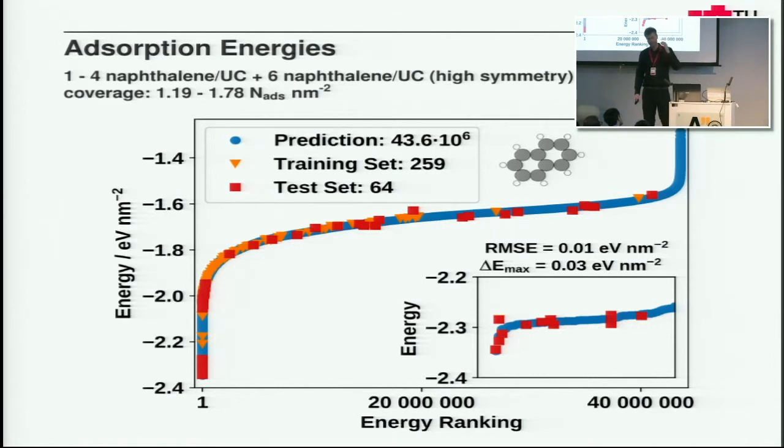And if we compare that to the numerical convergence settings which we chose for our DFT calculations, which were 0.05 electron volts per nanometer squared, we find that indeed we are capable of predicting adsorption energies of densely packed layers of molecules on surfaces to within the numerical uncertainty of our DFT calculations. And on that very positive note, I would like to summarize.